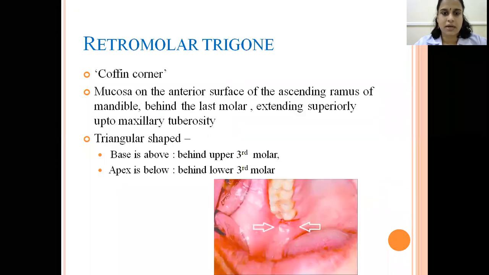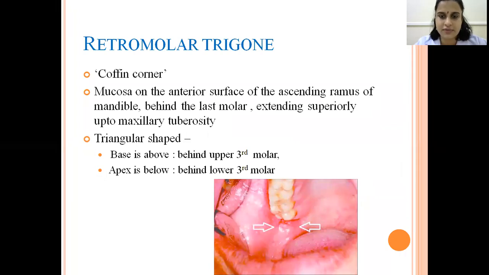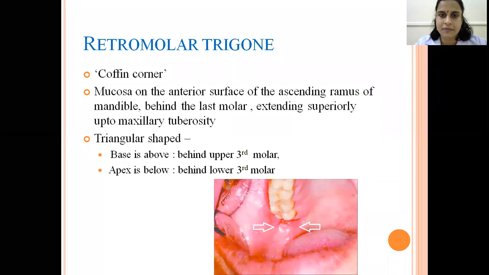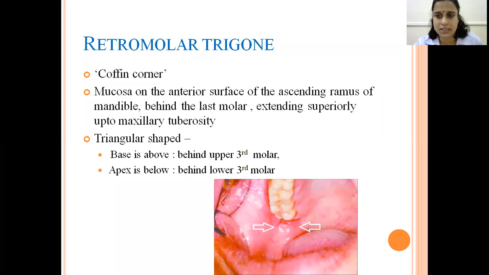What is a retromolar trigone? I have taken it of special interest because subsequently you'll have the involvement of this region, very important. It is the mucosa on the anterior surface of the ascending ramus of the mandible, behind the last molar, and it extends superiorly up to the maxillary tuberosity. It's triangular in shape. The base is above, behind the upper third molar, and the apex is below, behind the lower third molar.